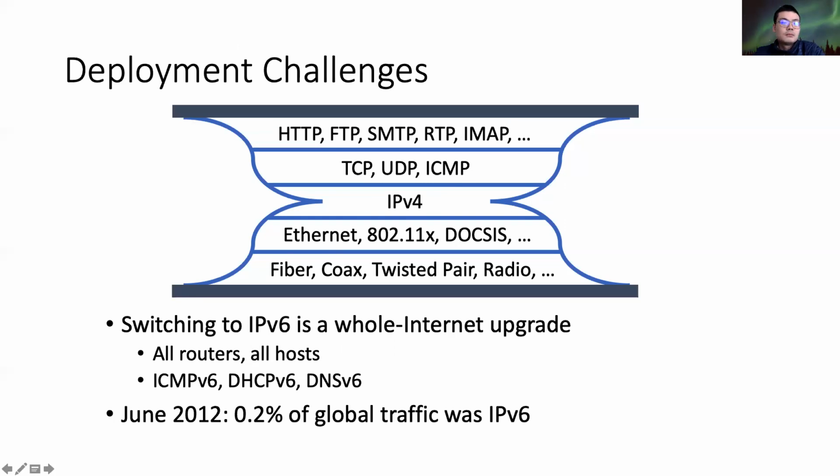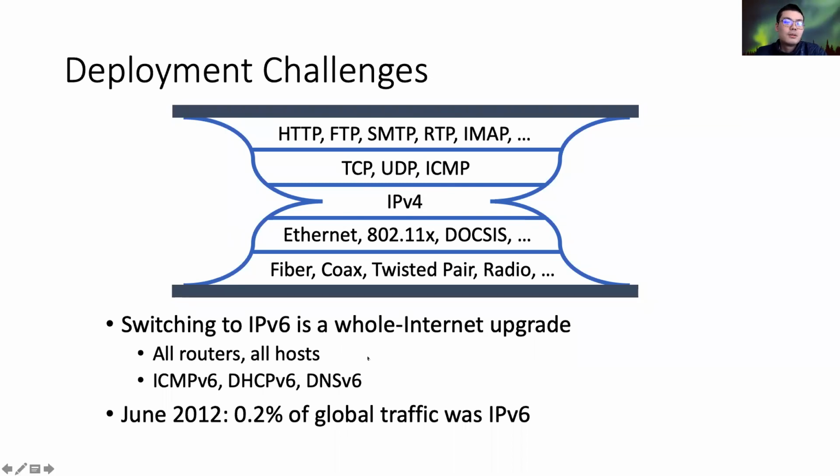And switching to IPv6 is a whole internet upgrade, which means everyone, including your host, your tablet, your phone, and even the backbone internet, the internet service providers, their routers, all need to be upgraded. Maybe they don't want to upgrade, because they are running fine. The upgrade takes money, so this is a very difficult process.